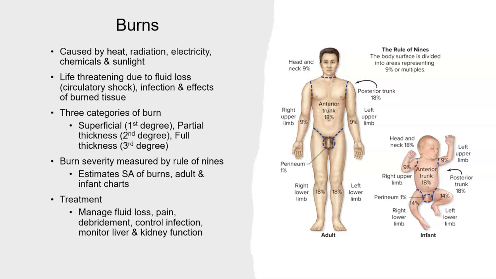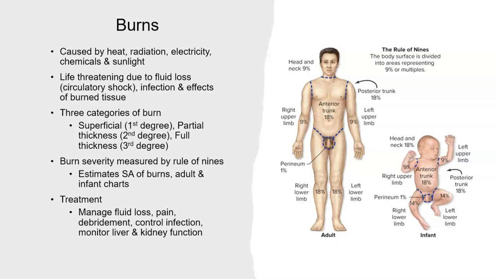Now we're going to look at this on the next slide as well, so I'm not going to go into a lot of detail here. When we look at the severity of burns and we want to estimate the surface area of the body covered by those burns, we use something called the rule of nines, which divides the body surface into 9% or multiples of 9%.